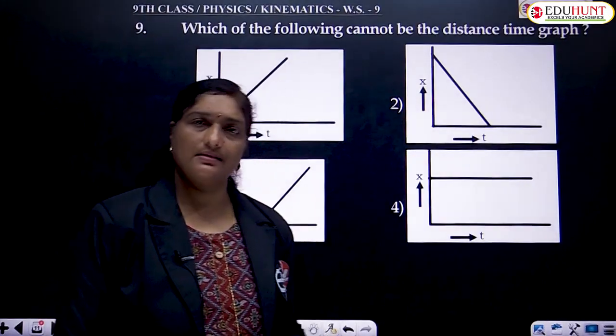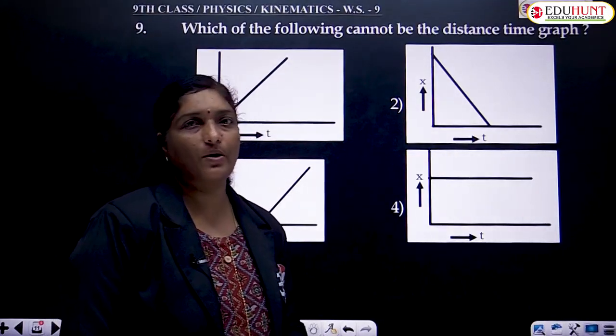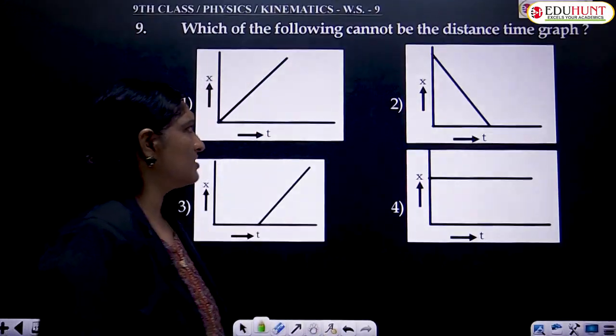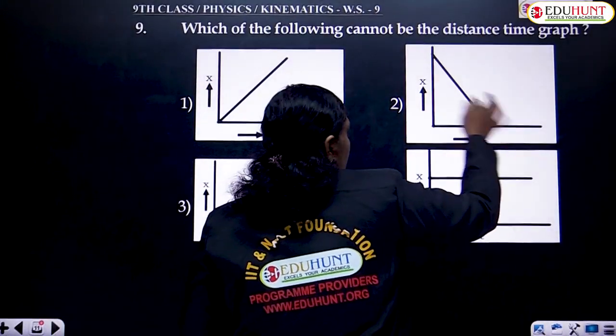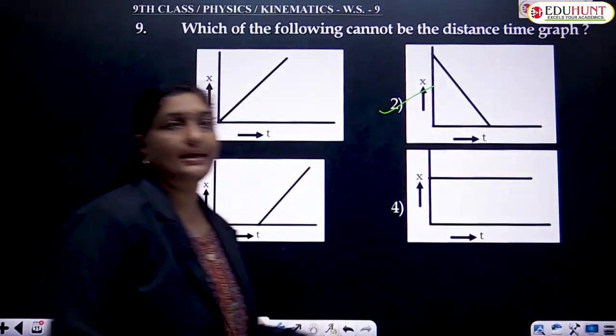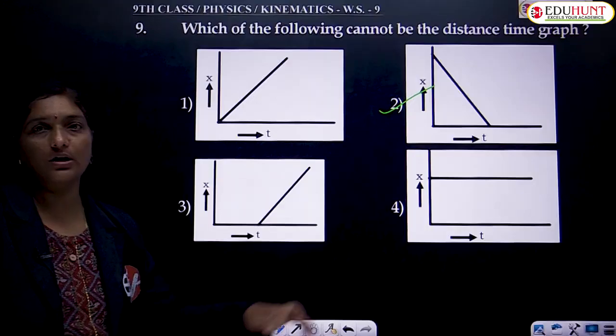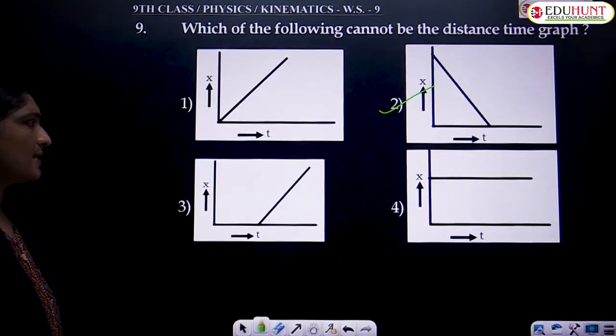Parallel to the x-axis, parallel to the time axis is also possible. That indicates that the body is at rest, it is stationary. But for a distance-time graph, the graph can never have a negative slope. Hence, the second graph is not possible for a distance-time graph.